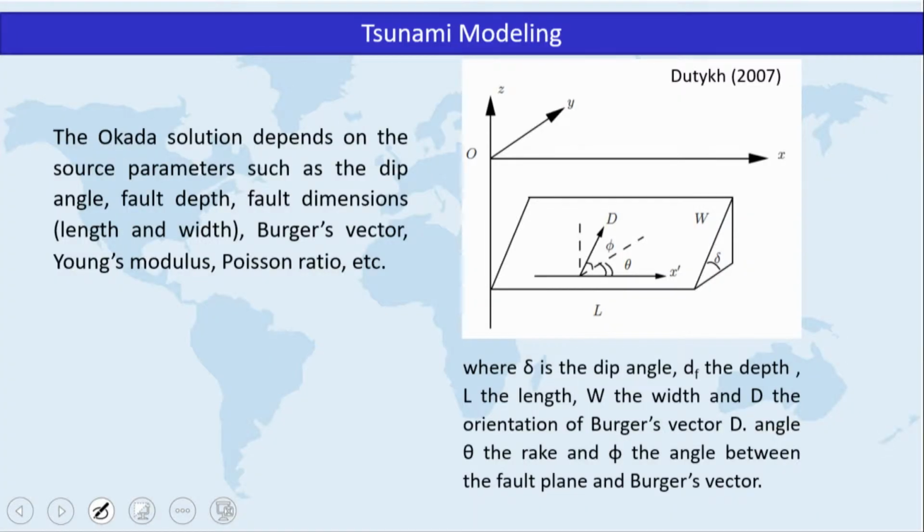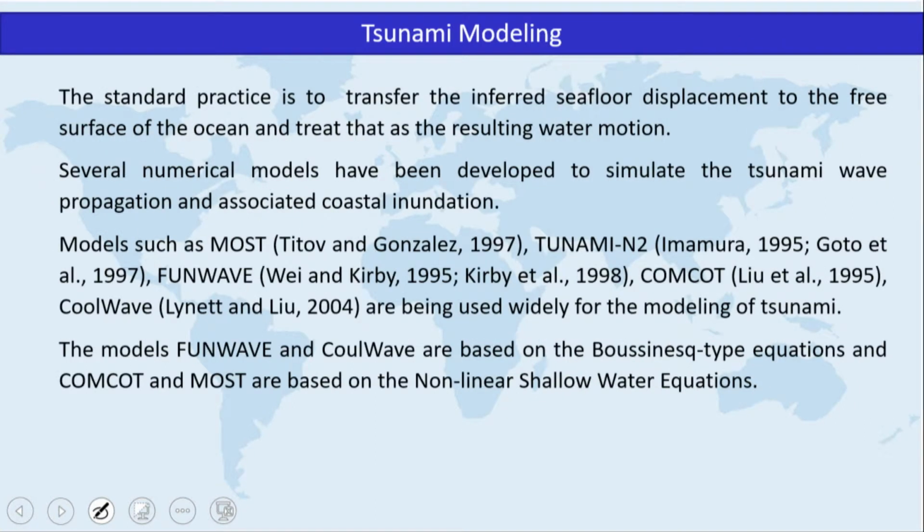And this picture on the right side here defines all those parameters, and these are estimable from the seismogram which I showed in the earlier section. So the standard practice is to transfer the inferred seafloor displacement to the free surface of the ocean and treat that as the resulting water motion. So you have a calm sea, or sea at rest, which has been displaced.